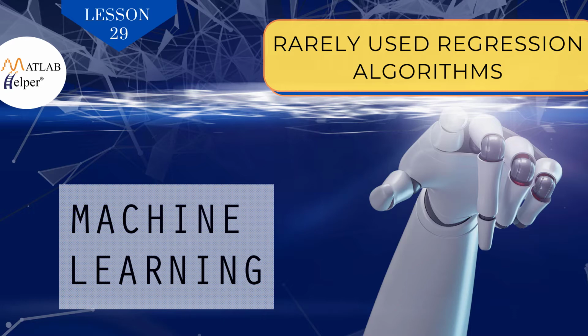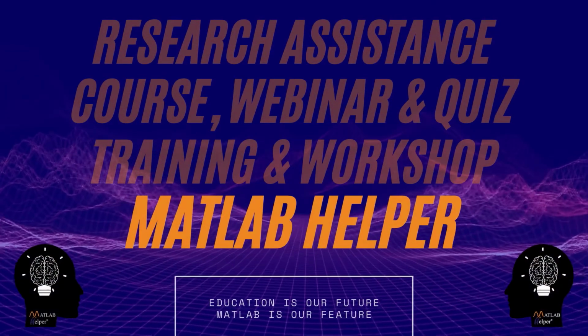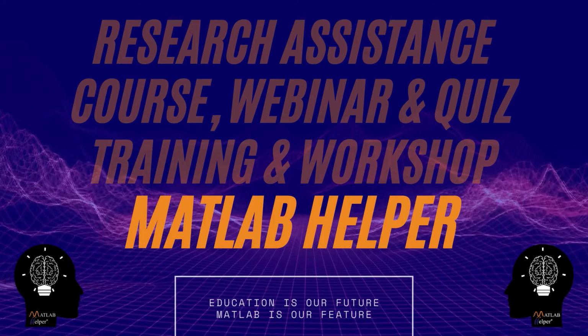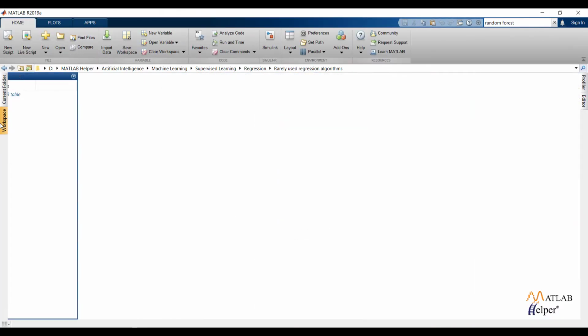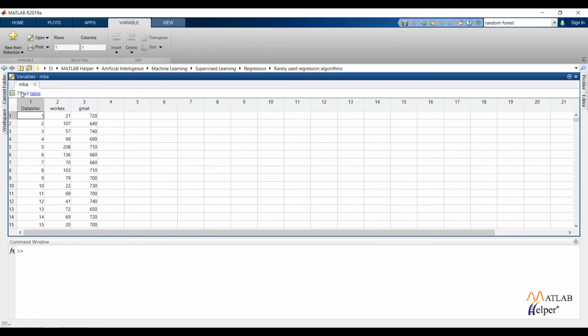So in this video, we are directly going to implement regression use cases in MATLAB. So let us implement rarely used regression algorithms. Under the workspace window, you can see the imported dataset. We have already discussed this MBA dataset. In this dataset, we are going to predict GMAT score based upon the respective work experience.